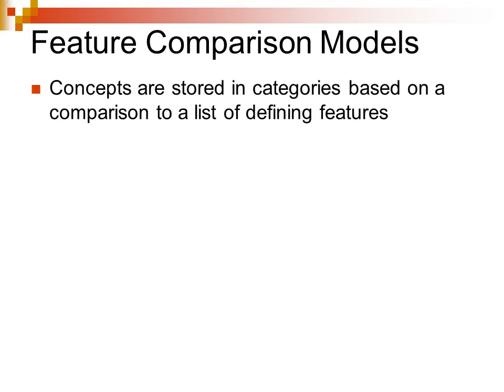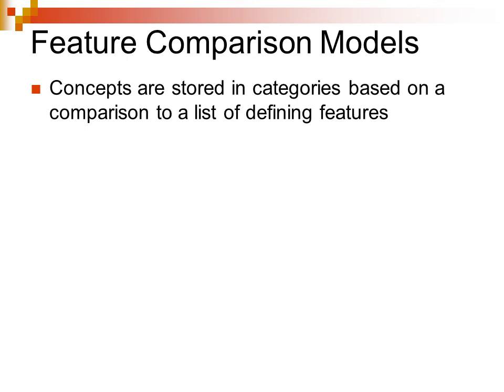The way feature comparison models say that humans categorize items is that concepts are stored in categories based on a comparison to a list of defining features. So for any category, according to this type of model, there is a list of features that define the items we would place into that category. All items in that category then have all of the features, and no item outside of the category has all of the features. For example, in order for a shape to be classified as a square, it must have the defining features of squarehood. That is, it must have four sides that are equal in length, that are straight, and that meet at 90-degree angles.